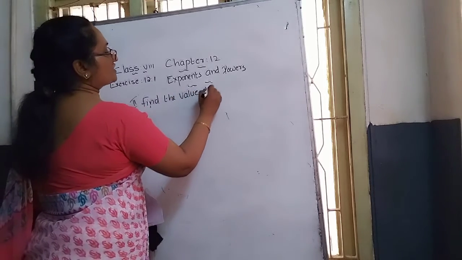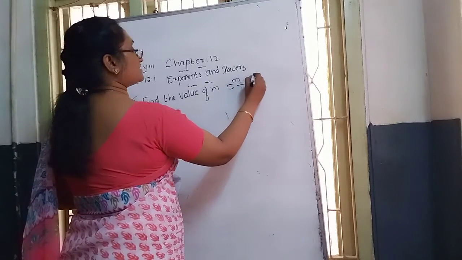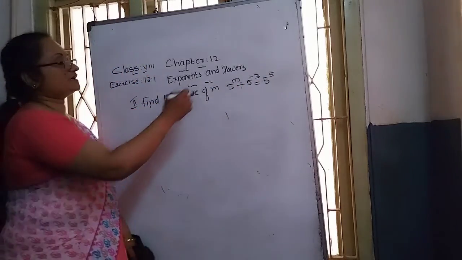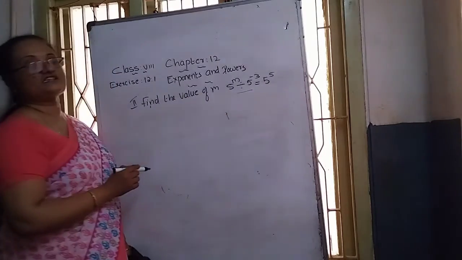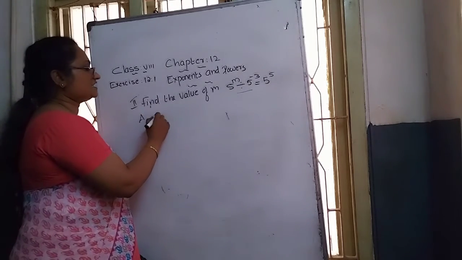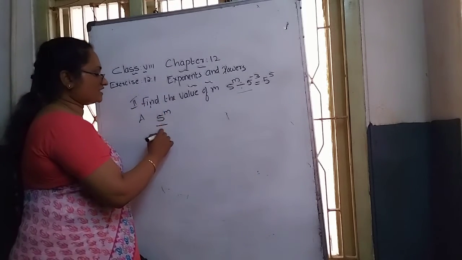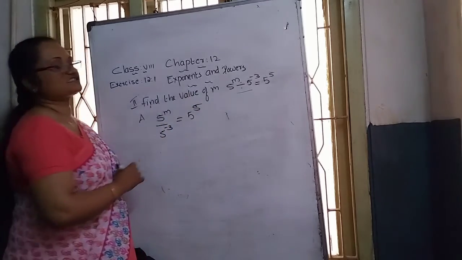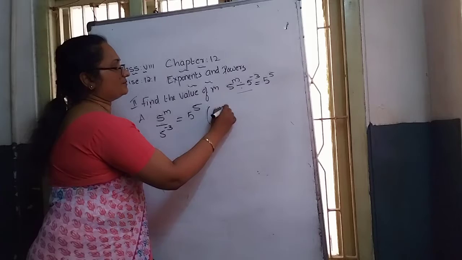The expression is given as 5 raised to m divided by 5 raised to minus 3 is equal to 5 raised to 5. Find this m value, the power m. How to find it? First, consider which form the expression is in. It is in division form. In the division case, how can we write it? a raised to m by a raised to n. So here, 5 raised to m by 5 raised to minus 3 on the left side, and the right side has no change. 5 raised to 5 is the right side. Again, which form is this? a raised to m by a raised to n.